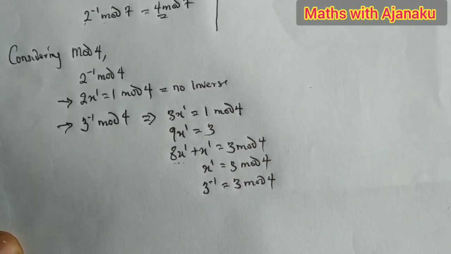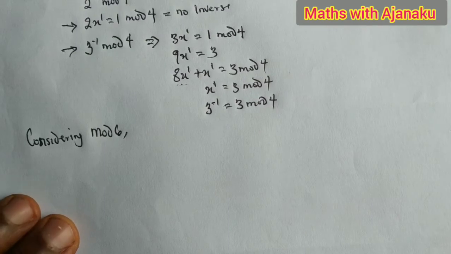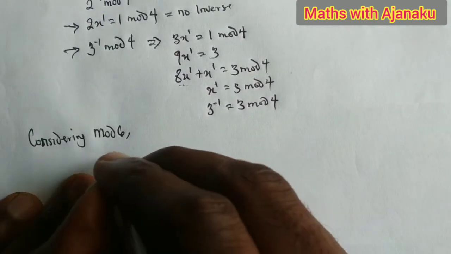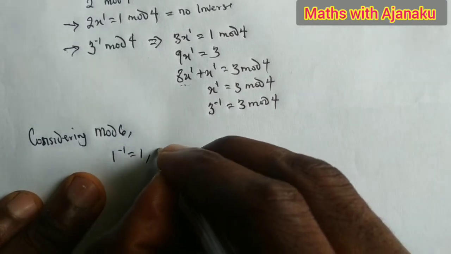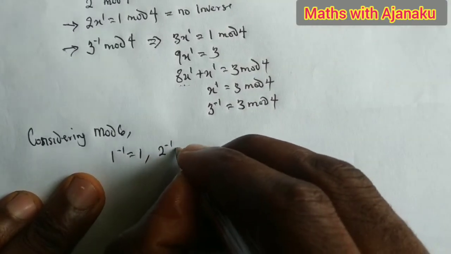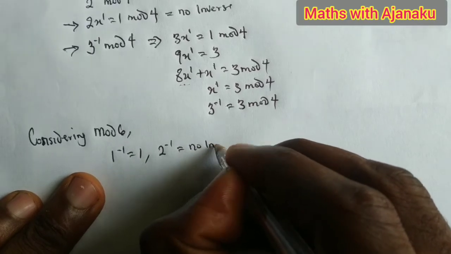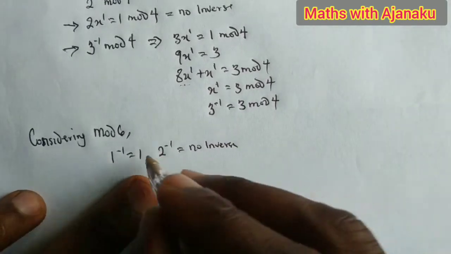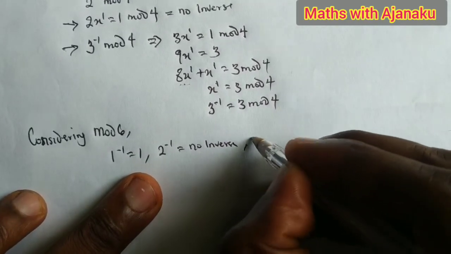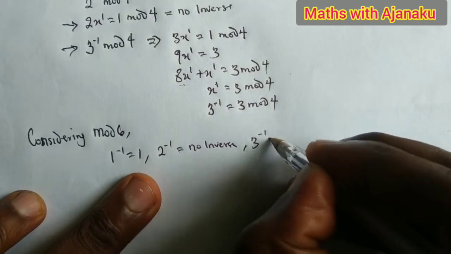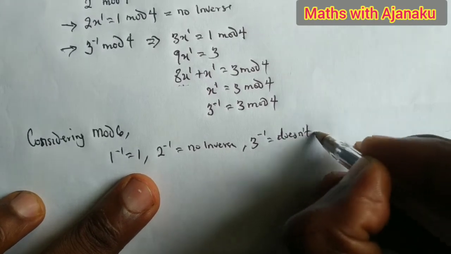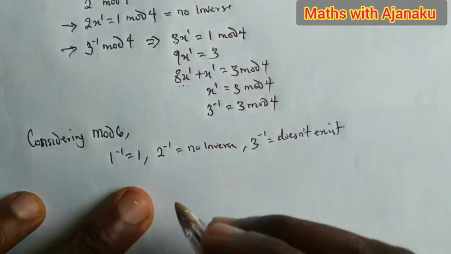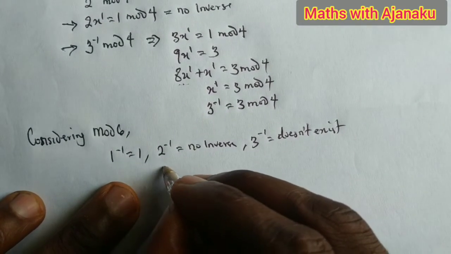Considering modulo 6 now, you would realize that the inverse of 1 is also 1, but 2 has no inverse, so this doesn't exist. The inverse of 3 as well doesn't exist. Likewise, the inverse of 4 doesn't exist.